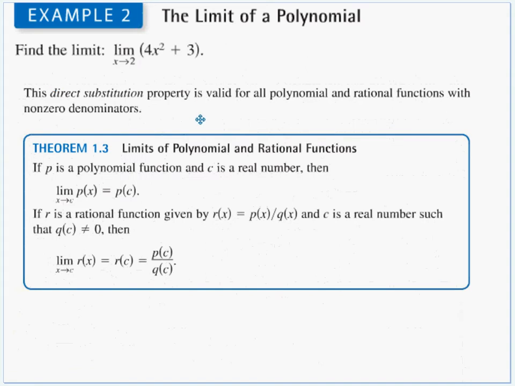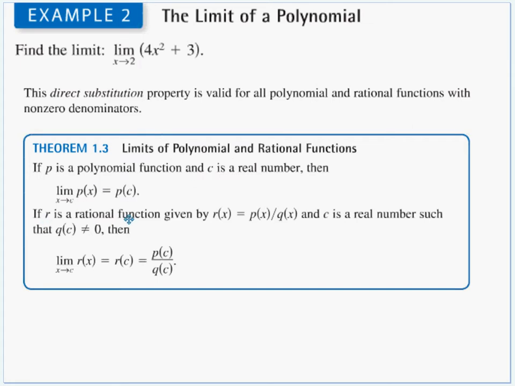So this direct substitution property, it's valid for all polynomials and rational functions that have non-zero denominators. Remember, a polynomial is just like 2x squared plus 3x plus 2. There is no denominator, so a polynomial will never have a chance of division by 0. So the first part of Theorem 1.3 here says if p is a polynomial function, c is a real number, then the limit as we approach c of p of x is always going to be p of c. Direct substitution always works on just a regular old polynomial.